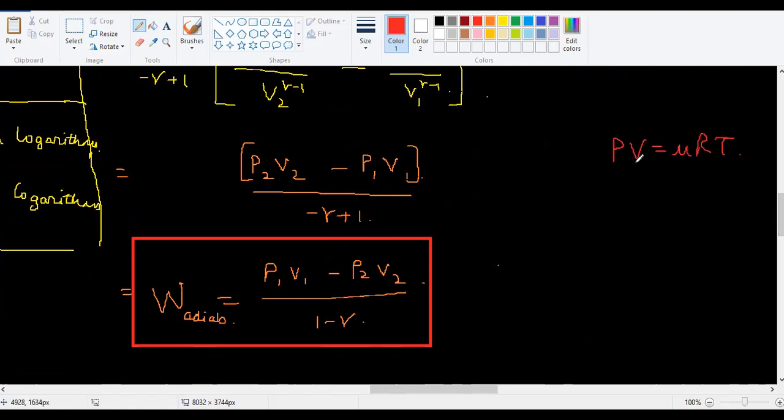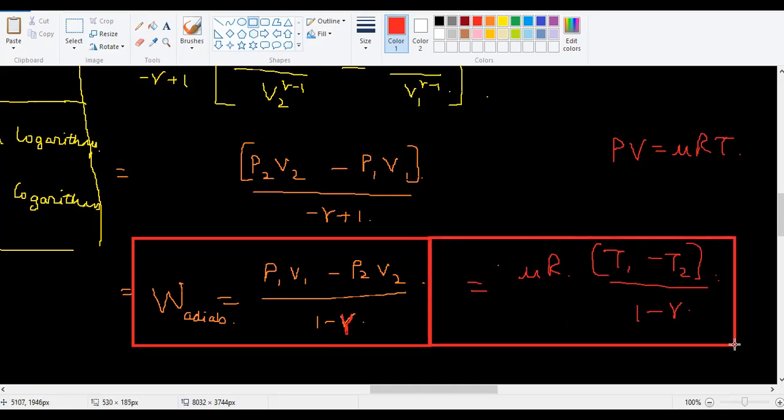So that means P1 V1 can be written as mu R T1. So this can also be written as mu R taken commonly out. So that means it will be T1 minus T2 divided by gamma minus 1. Remember, it looks like V, it's gamma. So make sure you write it properly. They will ask you to derive this work done by adiabatic process.